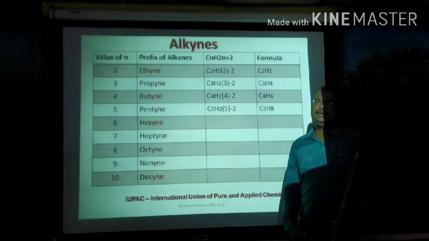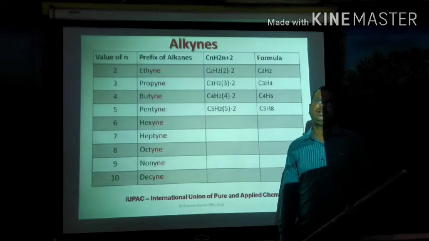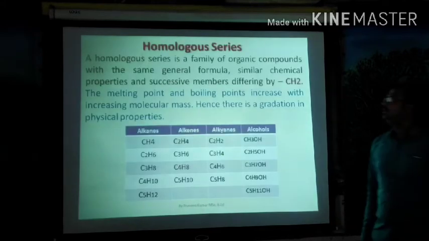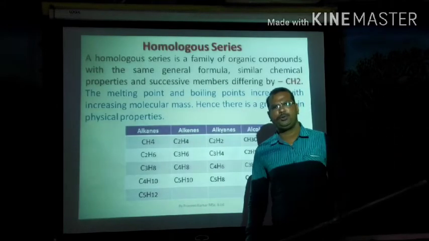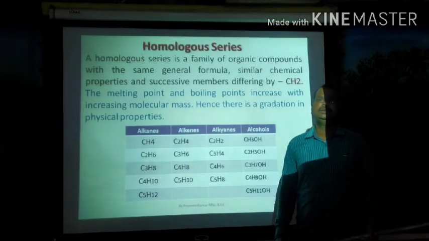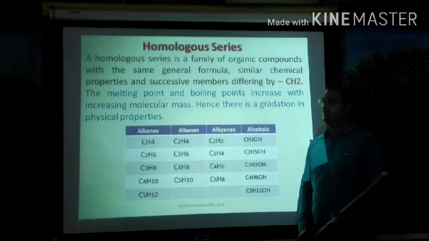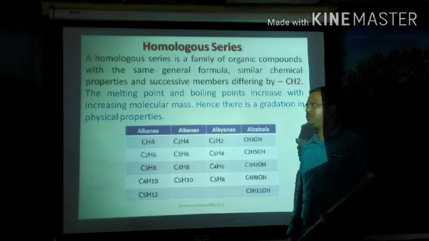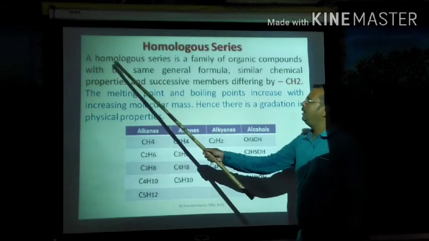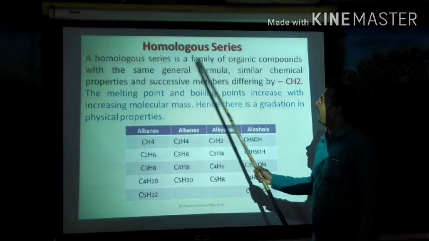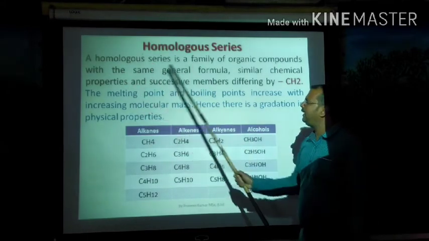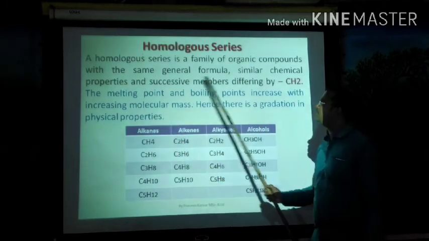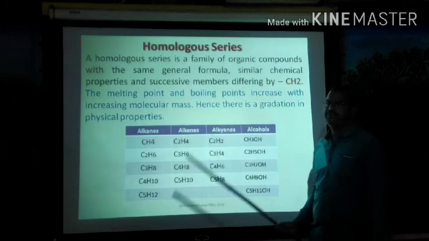So these are all the important saturated and unsaturated hydrocarbons. We'll go for the next topic of the chapter, that is homologous series. This is very important in the annual examination for 4 marks, and they can ask you to write what is homologous series. What is homologous series? A homologous series is a family of organic compounds with the same general formula, similar chemical properties, and successive members differing by CH2.